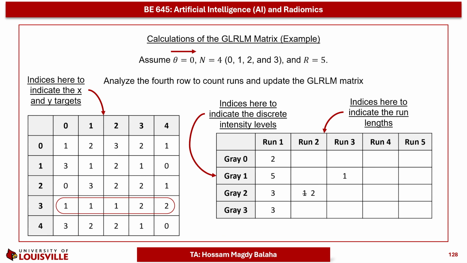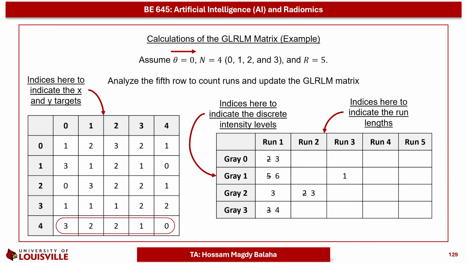For the fourth row, you will see that 1 is followed by 1, is followed by 1, and this means we have a run of 3. So you will go to gray level of 1, run of 3, and increment that field. And also we have at gray level 2, run of 2. So go to that field, run of 2, and increment that field. Do the same for all of the pixels until you reach the end of the matrix. Then this will be your run length matrix.